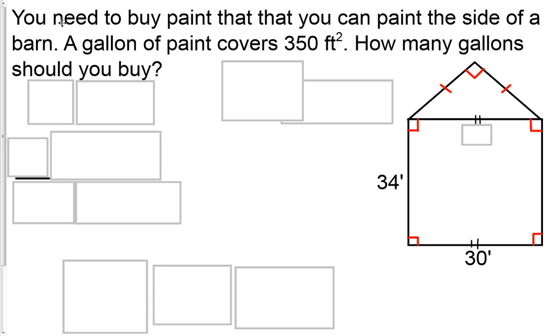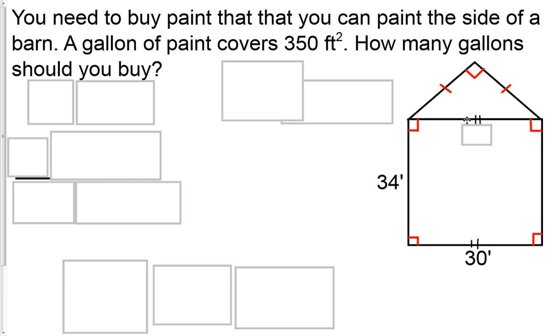Moving on, application problem. You need to buy paint so that you can paint the side of a barn. Given here, a gallon of paint covers 350 square feet. How many gallons should you buy? Well, first we need the area here. And so they gave us this square-like looking shape. However, they say the height is 34 feet, the width is 30.